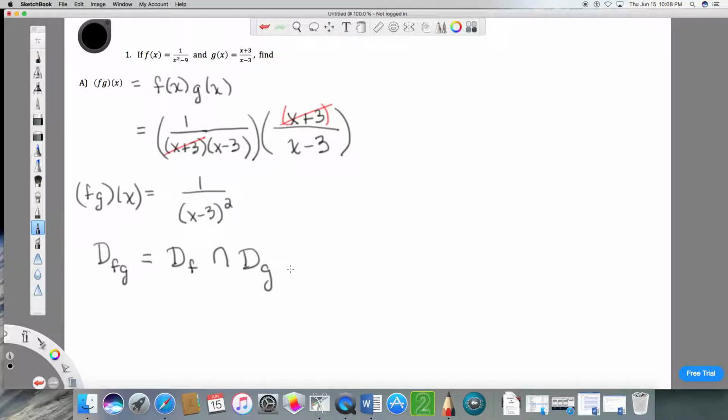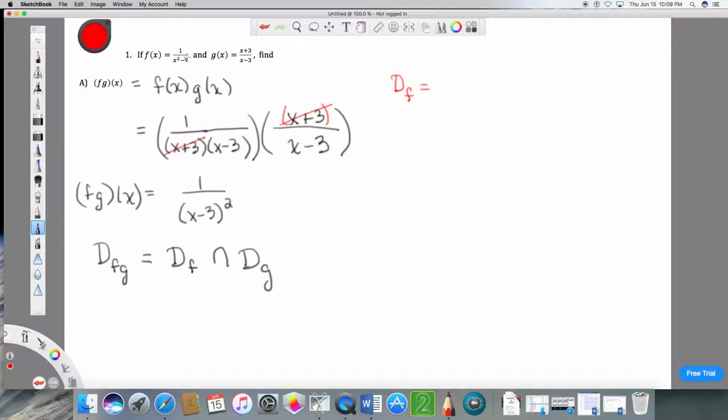So what is the domain of f? The domain of any function is the set of all real numbers, excluding any values that cause division by 0 and excluding any values that cause us to take the square root of a negative number or the even root of a negative. We don't have square roots in this problem, so we don't have to worry about that. But we do have variables in denominators.